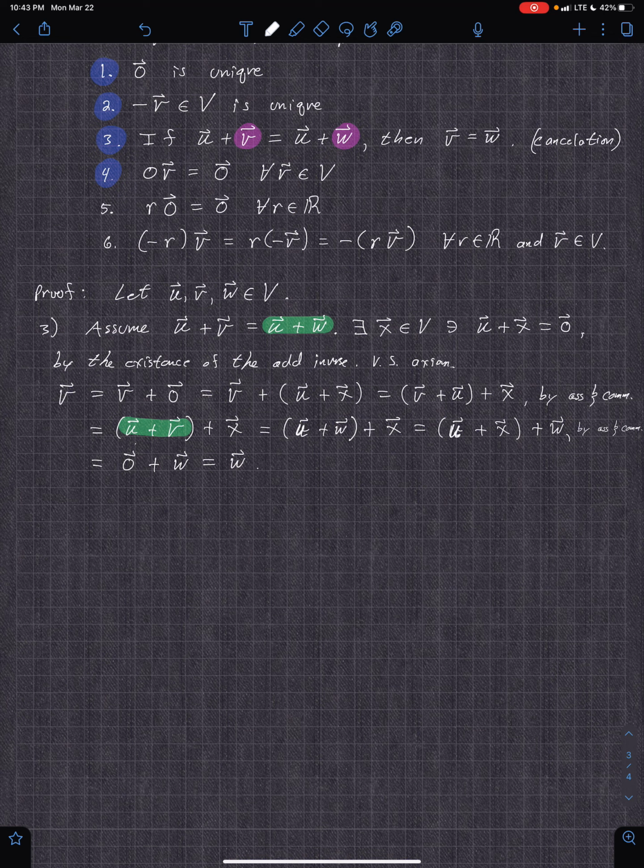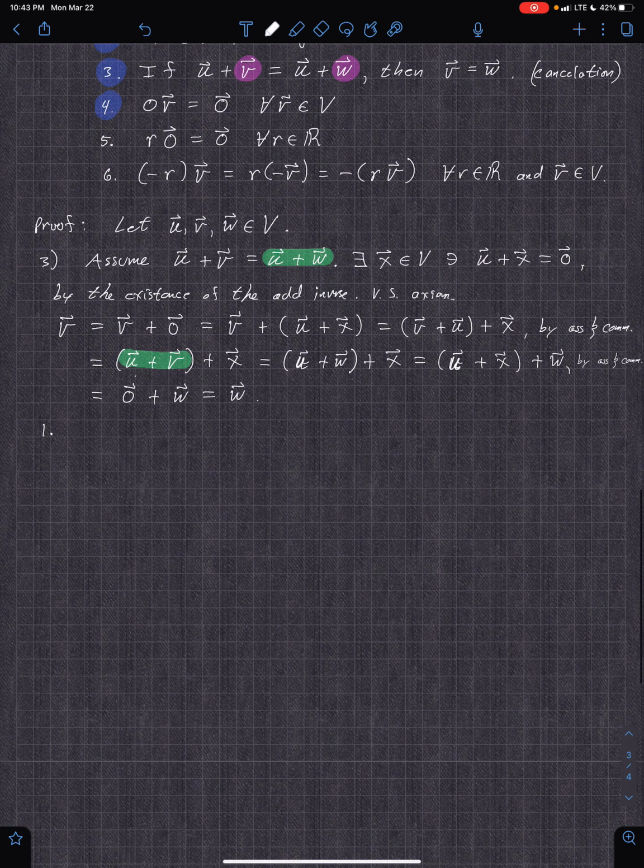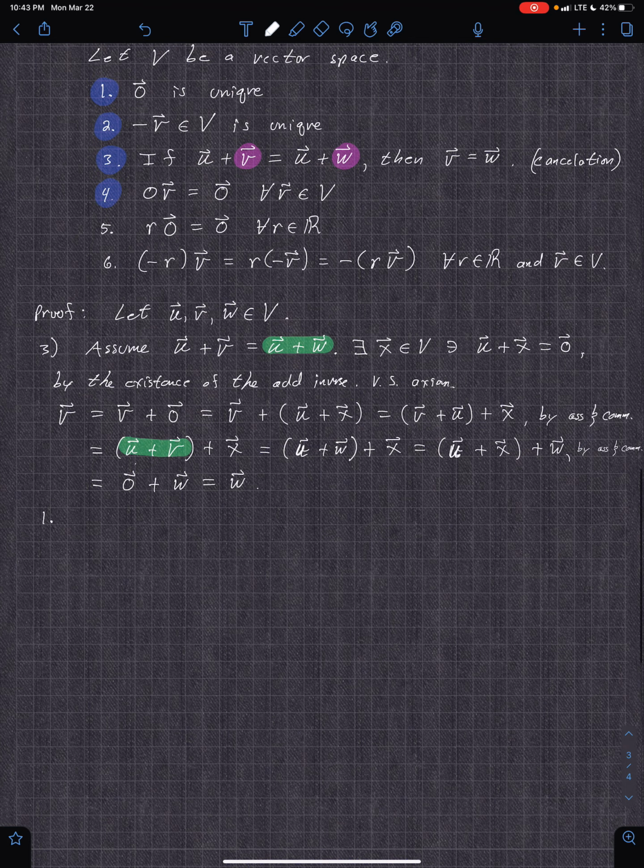Now we can use this property. That was 3, which was cancellation. So we have cancellation now. Let's look at number 1. Number 1 is showing uniqueness. So we're going to call two things 0 and then a 0 prime and then show that they're equal. That's how you do uniqueness. We're going to choose two different zeros, name them differently, and then show they're equal.